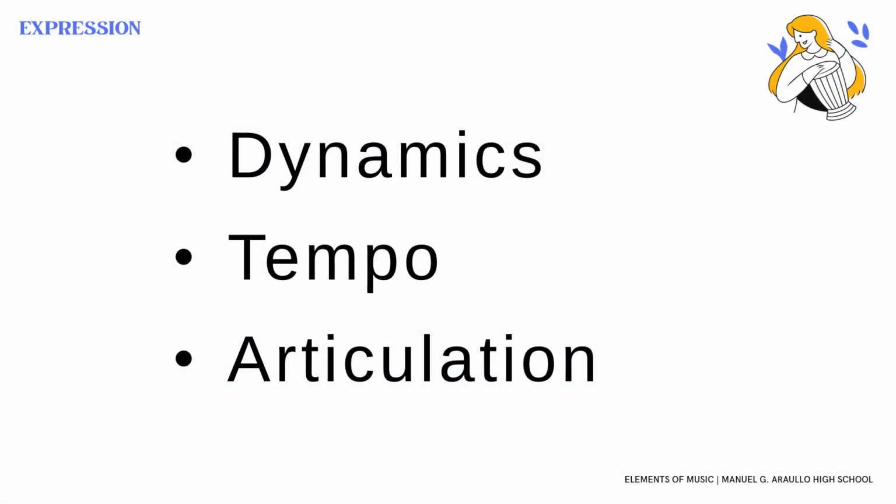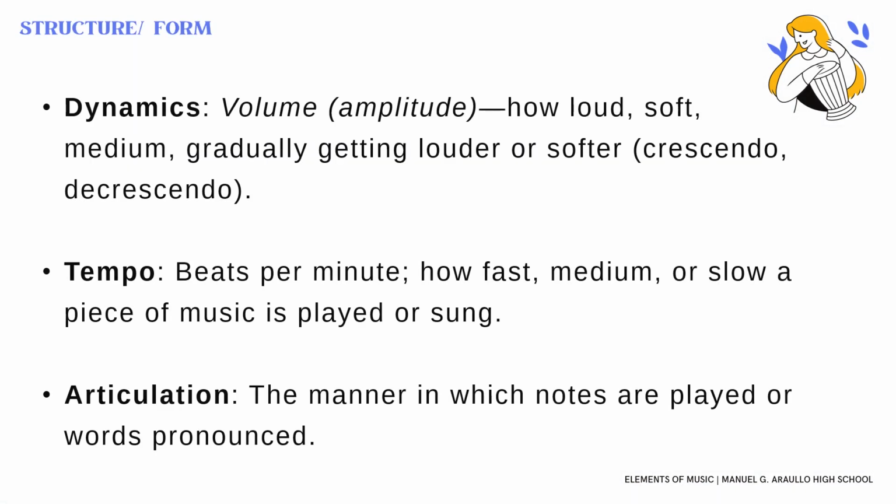Expression: dynamics, tempo, and articulation. Dynamics is the volume or amplitude, how loud or soft, medium, gradually getting louder or softer the sound is. Okay? Pwedeng papalakas or papahina, crescendo or decrescendo. Okay? That is dynamics. For tempo, it's the beats per minute, how fast, medium, or slow a piece of music is played or sung. So that is tempo.